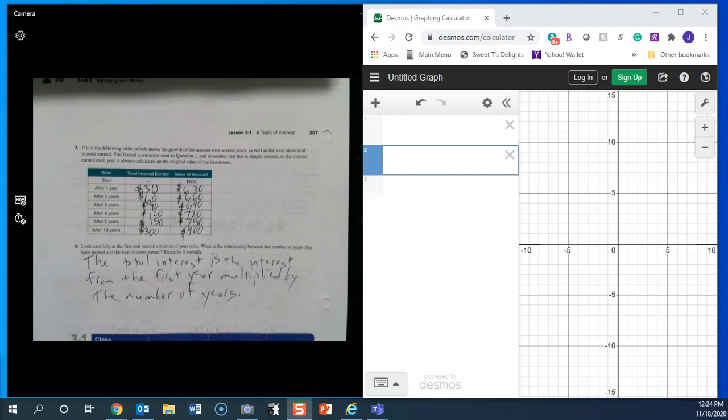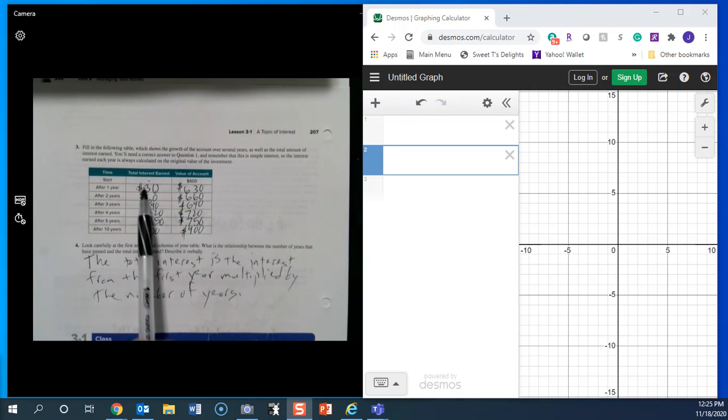All right. Now again, the total interest is the interest from the first year, which up here is 30, multiplied by the number of years. Remember we did the 10 years, 30 times 10 gave us 300 for the total amount of interest. And then we did 30 times 2, that's 60, 30 times 3 is 90, 30 times 4 is 120, and so on.